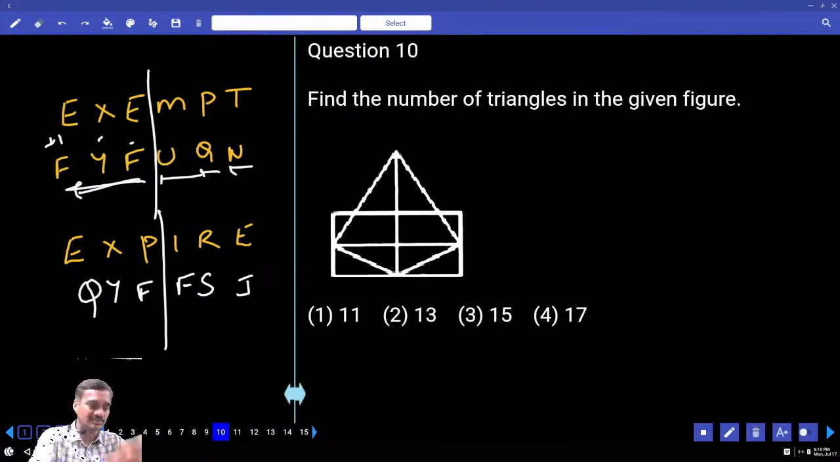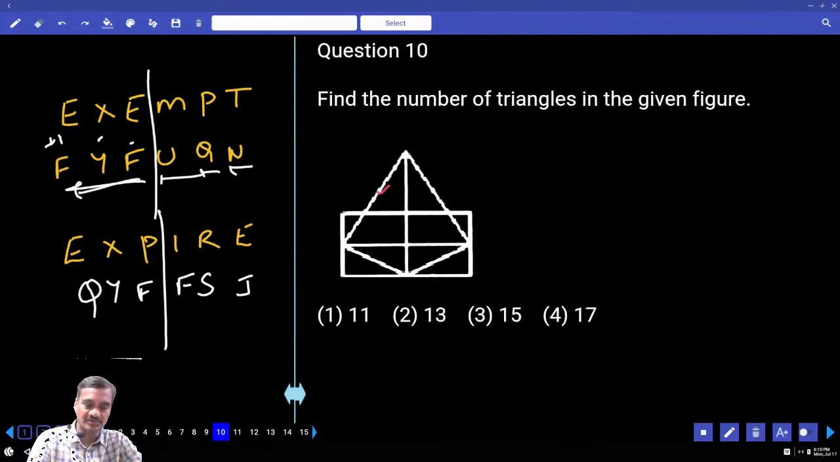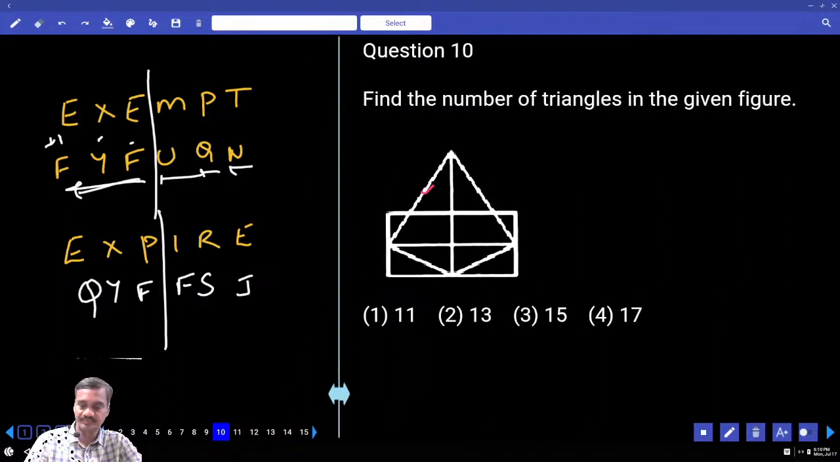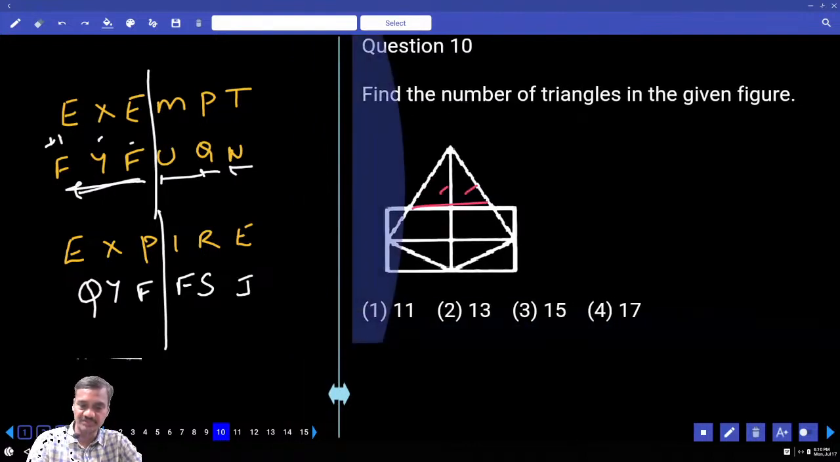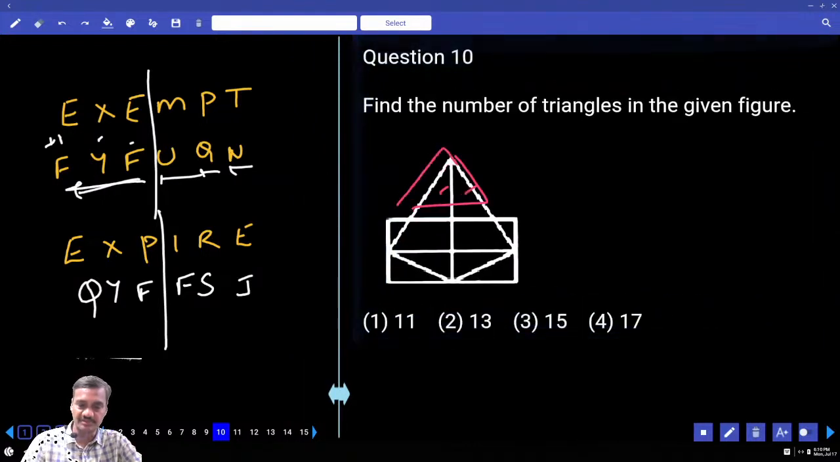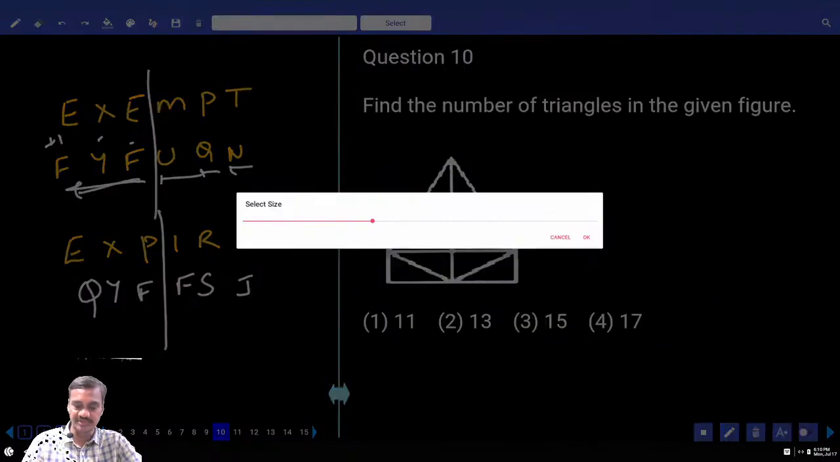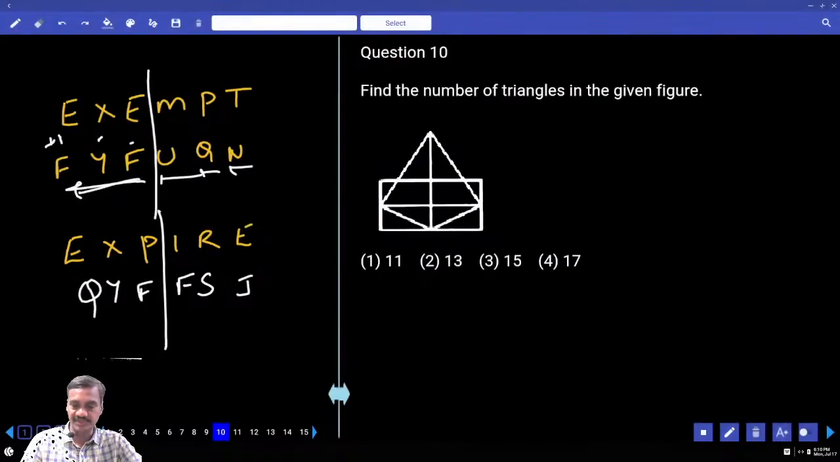Then coming to the 10th one. Now 10th one, tell me how many triangles are there in this. Now in this one, 1, 2 and this is 3. And all together how many are there? Now 3 are there. Then 1, 2 and this is 3. And next one, if you take 1, 2 and 3. 1, 2 and the main is 3. 3 plus 3, 9. Clear?